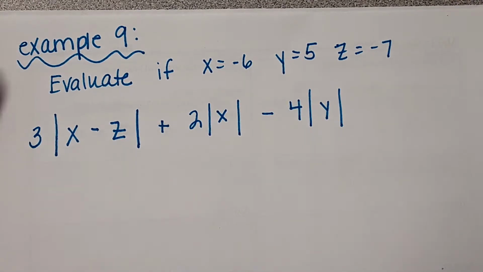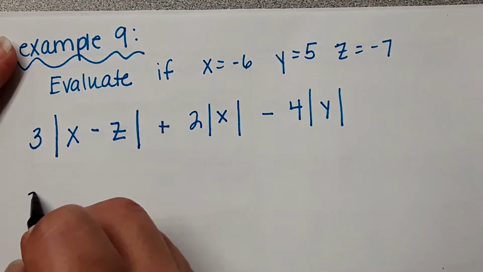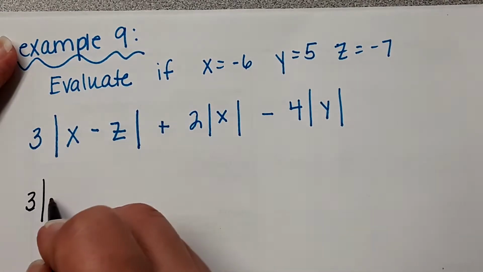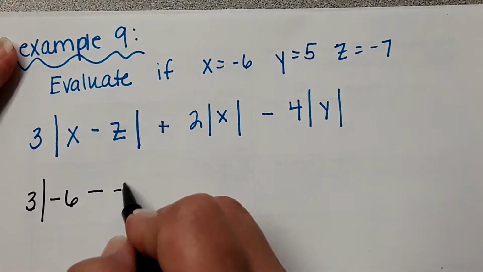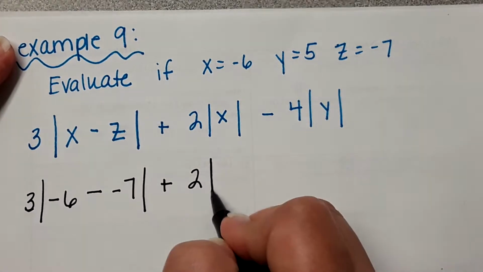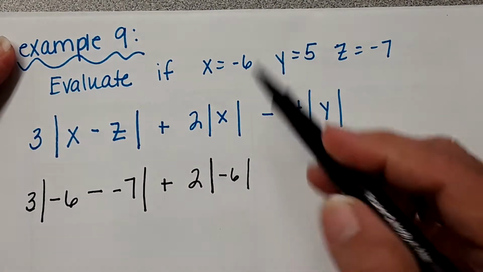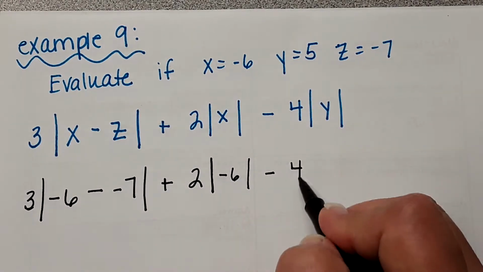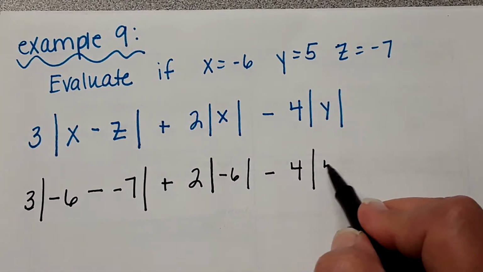So the first thing we're going to do is replace every letter with a number. The 3 is going to stay. Instead of x, I'm going to write -6, minus z, which is -7, plus 2, absolute value of x, which is -6. So I'm replacing x with -6. Minus 4, absolute value of y; instead of y, I'm going to replace it with 5.